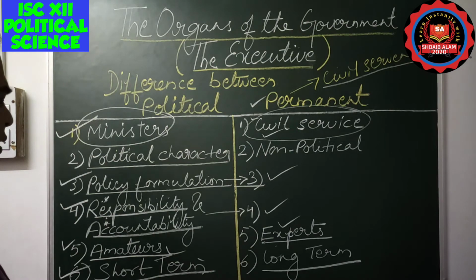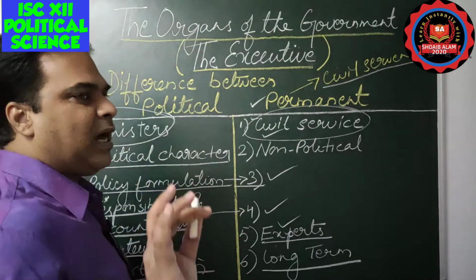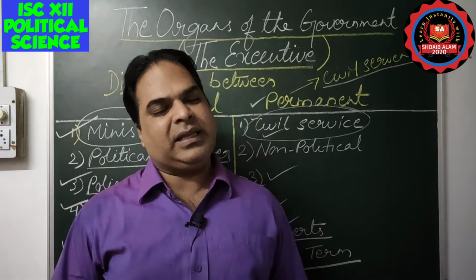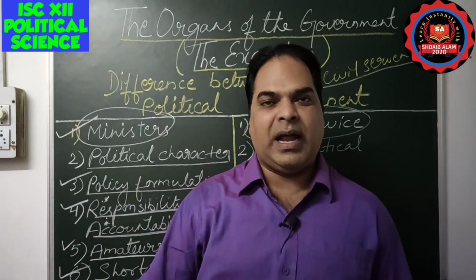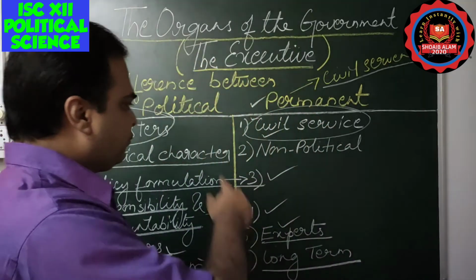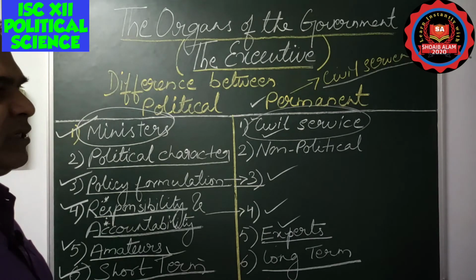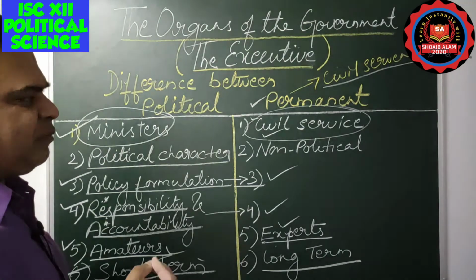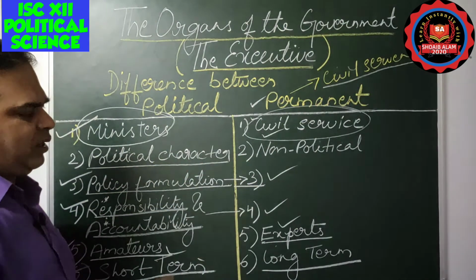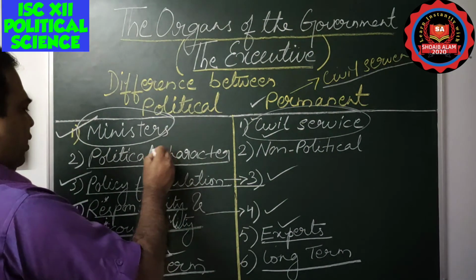So that is all about short term and long term. If they work properly, they can stay for a long period. If you don't work properly, then they will be thrown out of the office and they disappear forever. This is all about the differences between political and permanent executive. If you are asked a question to differentiate between political and permanent executive, you don't have to make charts and all. Simply write down the differences like this.